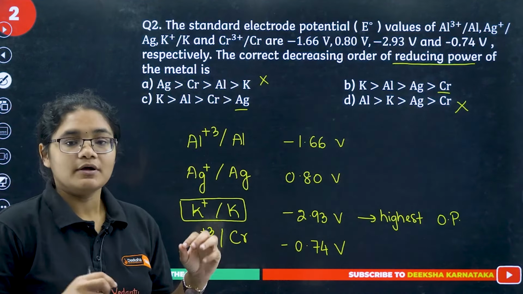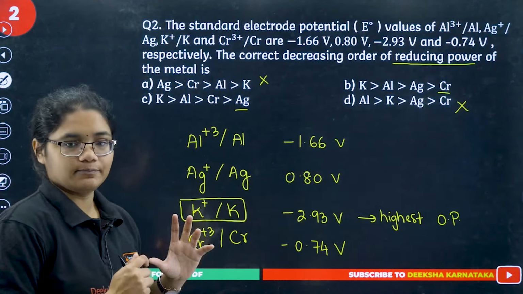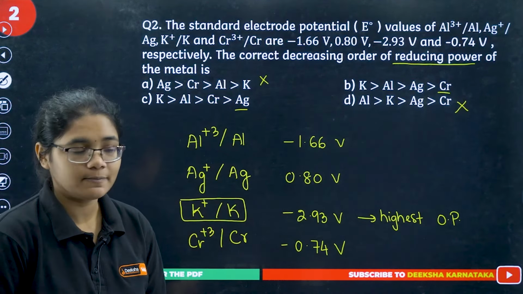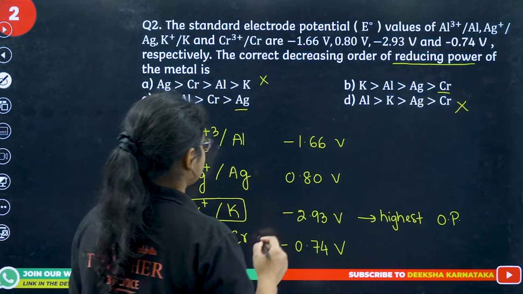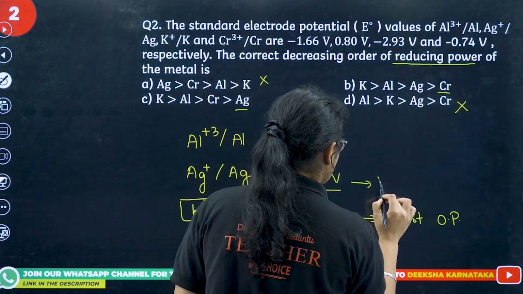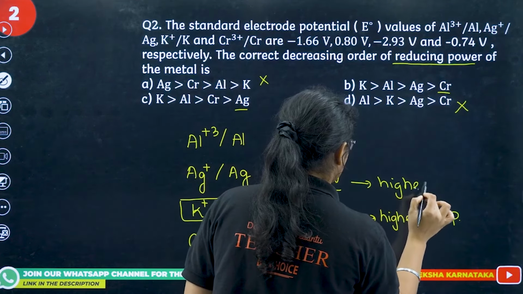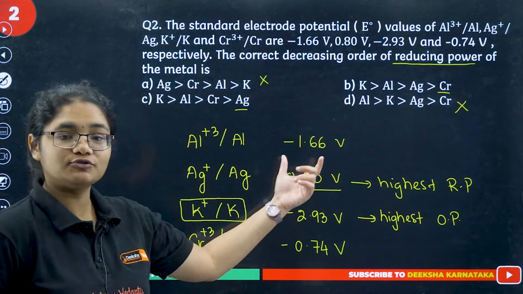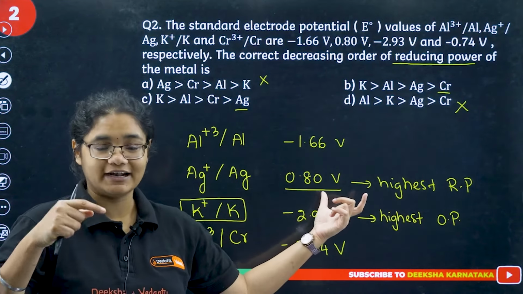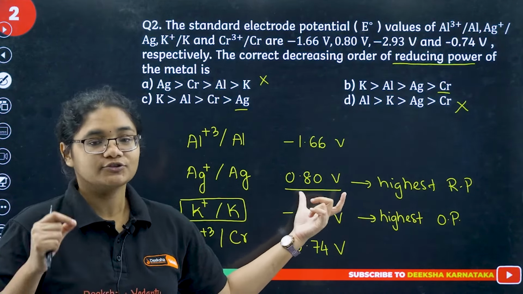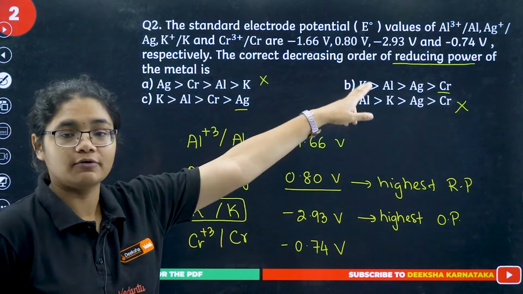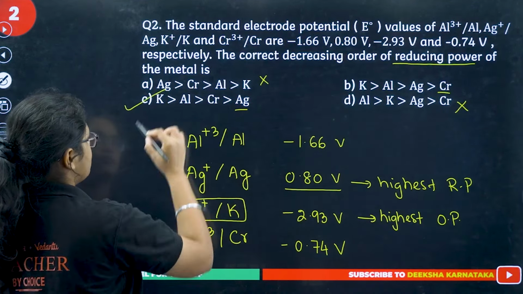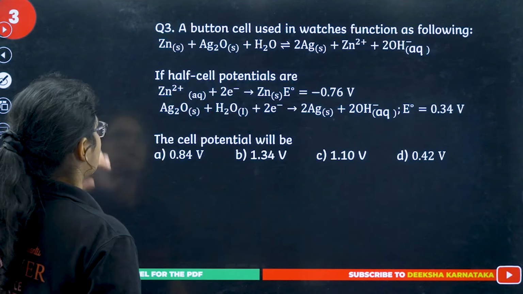So we now need the least reducing power, which means it should have the highest reduction potential. Where I can see the highest reduction potential, you can see silver here. Highest reduction potential means it will reduce better, its oxidation will be very slow, so it will behave as a very weak reducing agent or reducing power. So option number C is the correct answer.